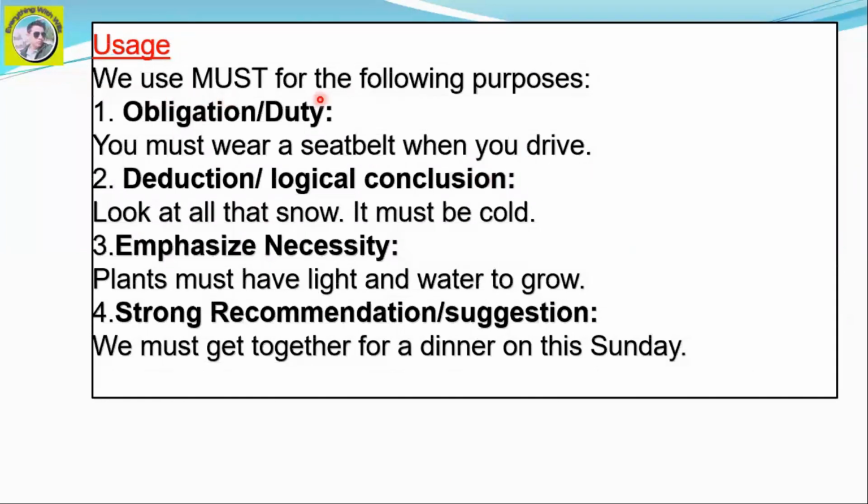Well, we use must for the following purposes, and these are the four purposes that we're going to learn today. And I'm sure one or two or maybe three of these purposes you might not have known before, right? The first and most common usage of the modal verb must is obligation or duty.